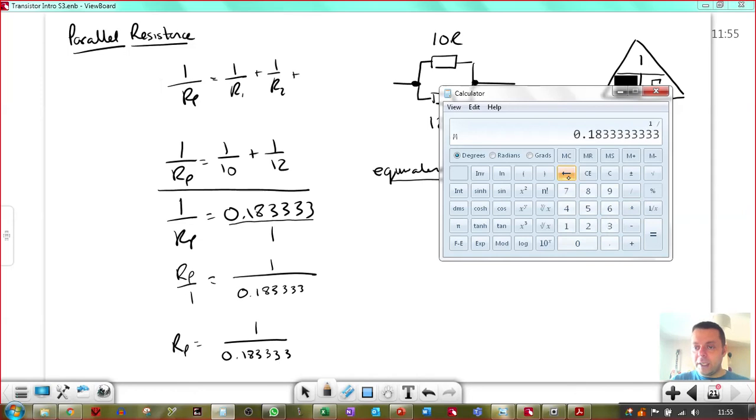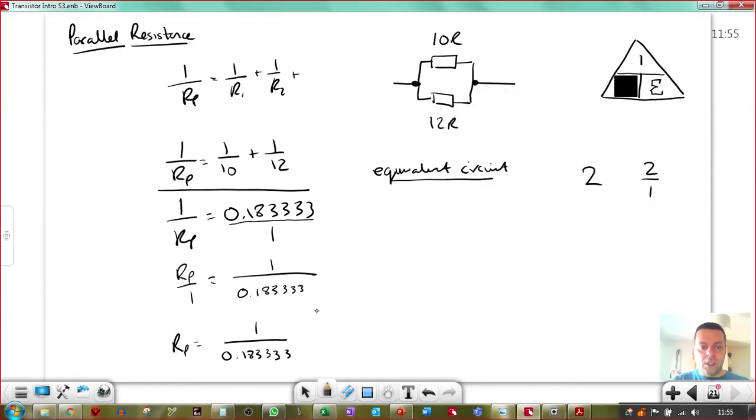1 divided by 0.18333333. I've put it in my calculator so I could just recall that number from memory. On a good calculator you'll have an answer button. 5.455. RP equals 5.455. We should round that to the correct number of significant figures, which in this case is 1, because that 10 only has 1 significant figure. So that's 5 ohms. So there's our equivalent circuit. That's our total resistance in parallel.